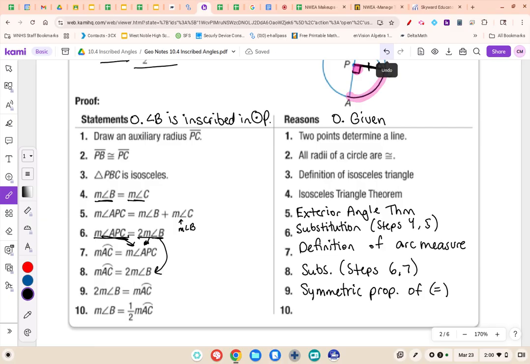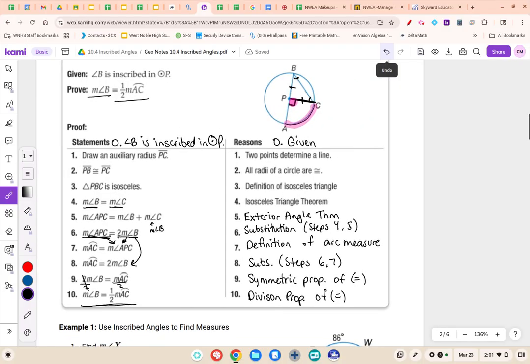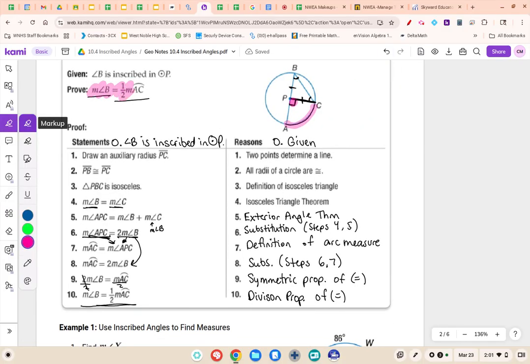And now I have one division step here. If I divide by 2, I get to this. So we have our division property of equality. It's called that because you're going across the equal sign. And that is actually what it wants us to prove: that the measure of our inscribed angle is half of our arc measure.